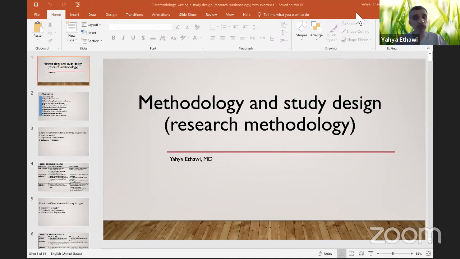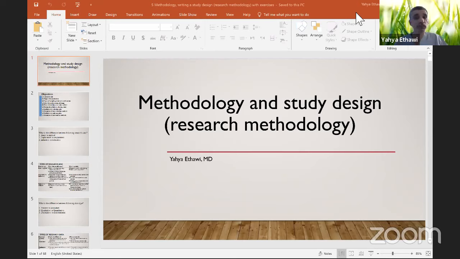Dr. Hazem is asking, can the study be a descriptive cross-sectional? Yes, of course, it can be descriptive and cross-sectional. Descriptive means you're not interfering. Cross-sectional means one time. So yes, it can be descriptive, one time.